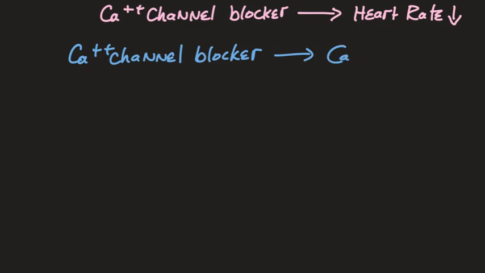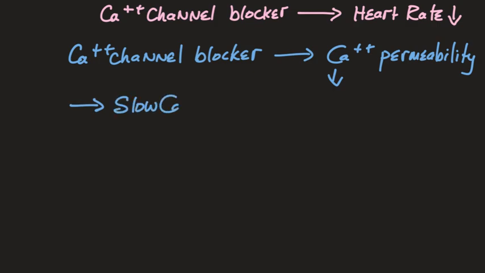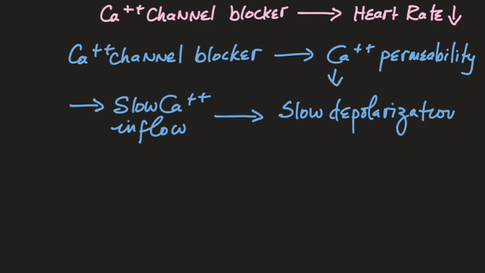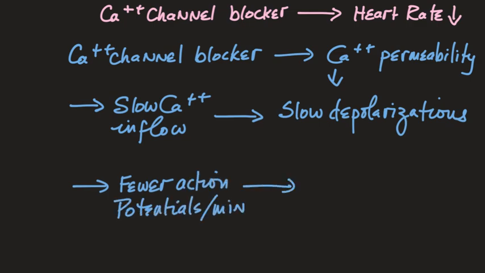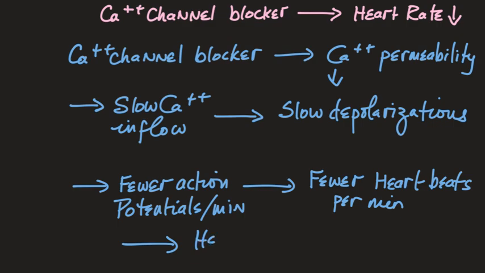Calcium channel blockers lower the permeability of calcium. So the calcium permeability decreases. We see the down arrow for decrease. This causes calcium inflow to slow down. The slow calcium inflow causes the depolarization to slow down as well. When the depolarizations are slow, we have fewer action potentials per minute. Fewer action potentials means fewer heartbeats. So we will have fewer heartbeats per minute, resulting in a lowered heart rate.